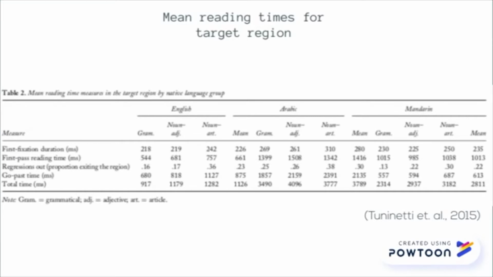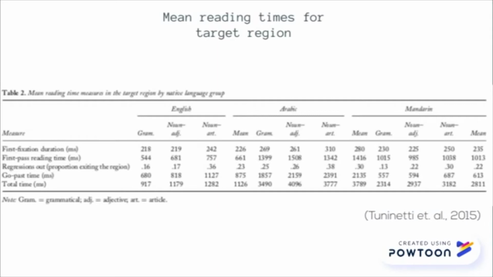Native Arabic speakers had shorter go past times in the grammatical condition than in both the noun adjective and the noun article condition, with no differences between the two ungrammatical conditions. Native Mandarin speakers showed no significant difference between the conditions.